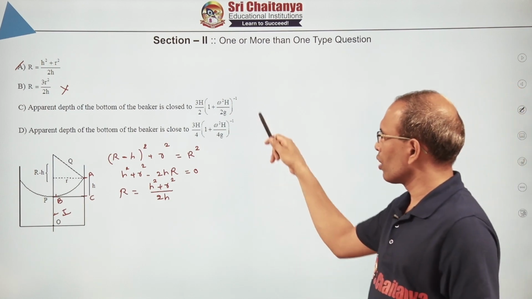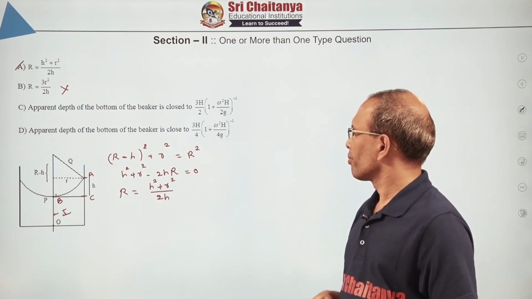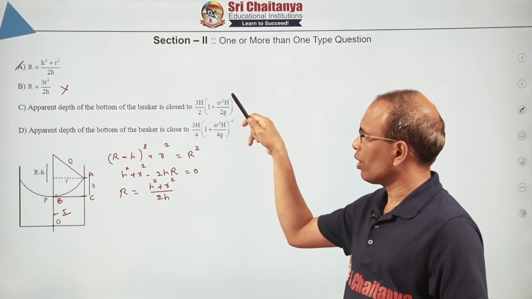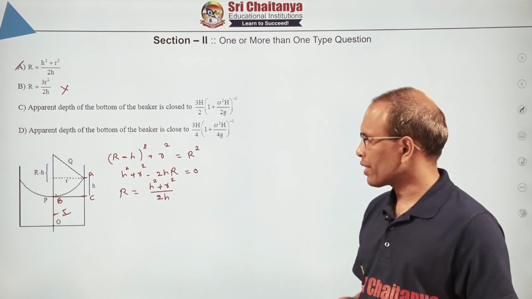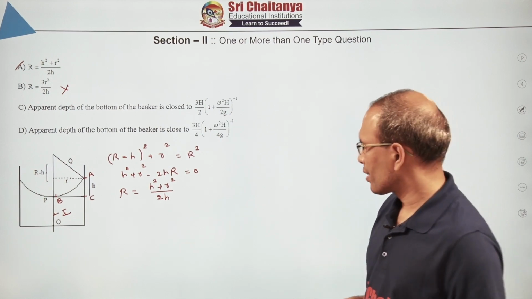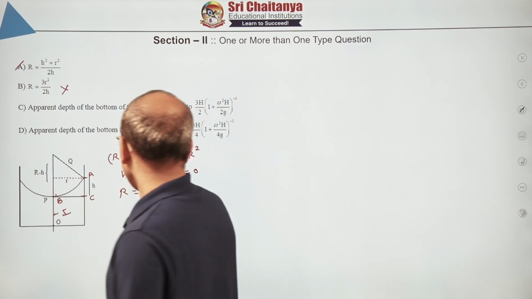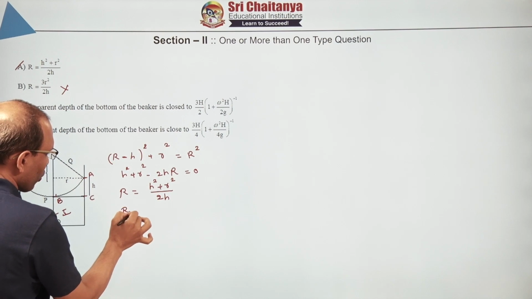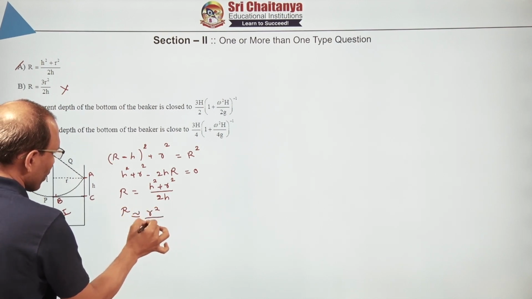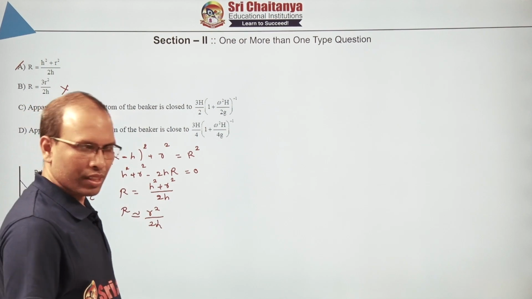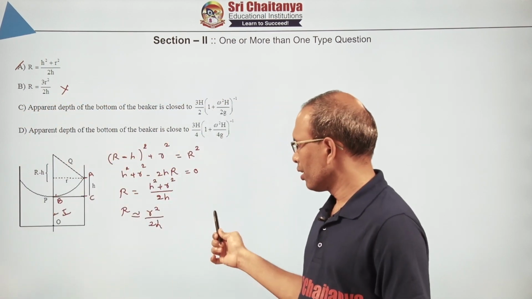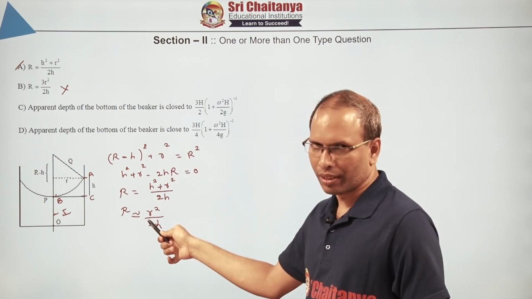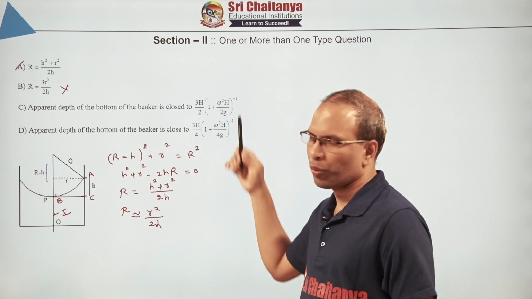And here these answers are involving omega square, not the capital R values. So we have to convert this into R values in terms of omega. So first let us simplify that now. Let us see this first. Now h is very small compared to r. So we can approximate it as R is approximately equal to r square by 2h. This is the first point. Now h also is not there in these options. So we have to eliminate h in terms of omega square.